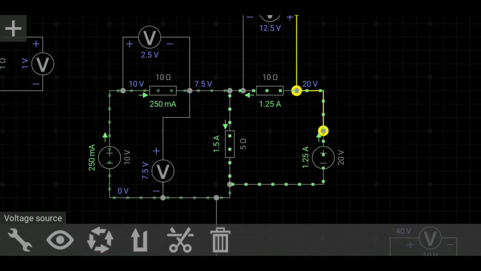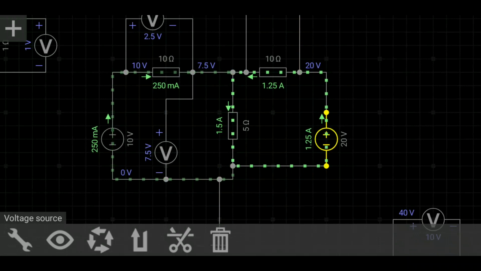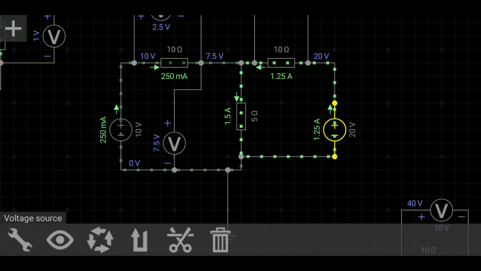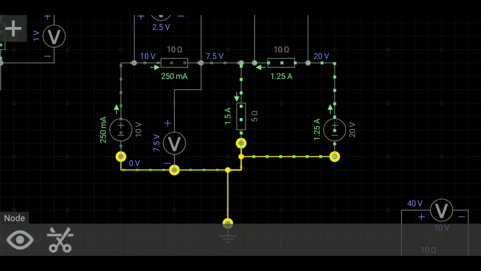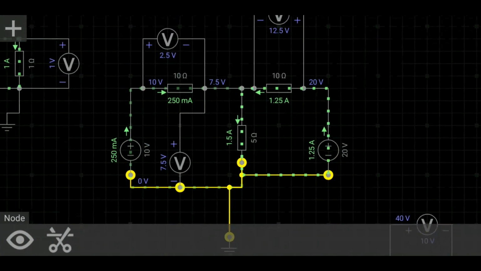And now if we go in this direction, here 20 volt drops, so the overall voltage drop in the whole outside loop is also 0. So thus we can see that KVL applies in any direction, meaning any loop. That's all about KVL.